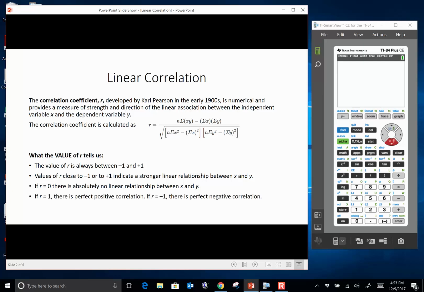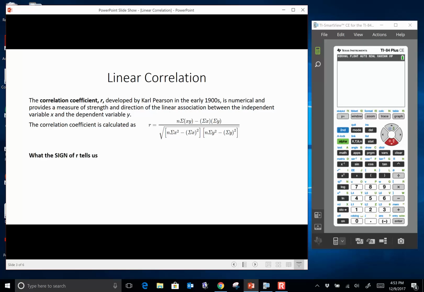If it happens to equal 1 or -1, then we have a perfect linear relationship, meaning they line up perfectly on a line. If it's +1, it's a positive correlation. If it's -1, it's a negative correlation. So the sign of R actually gives us information. A positive R means that as X increases, Y increases. We have a positive correlation.